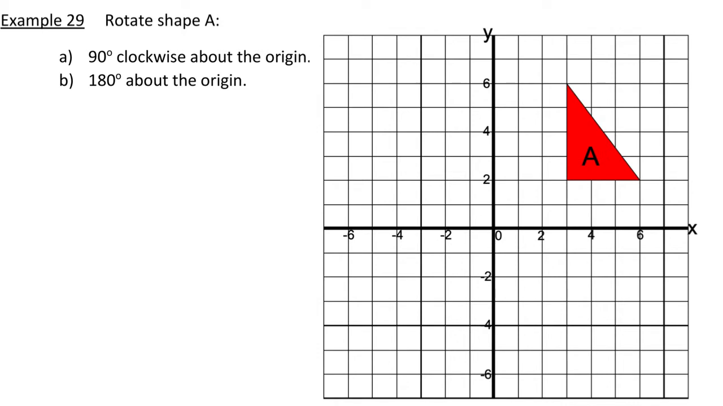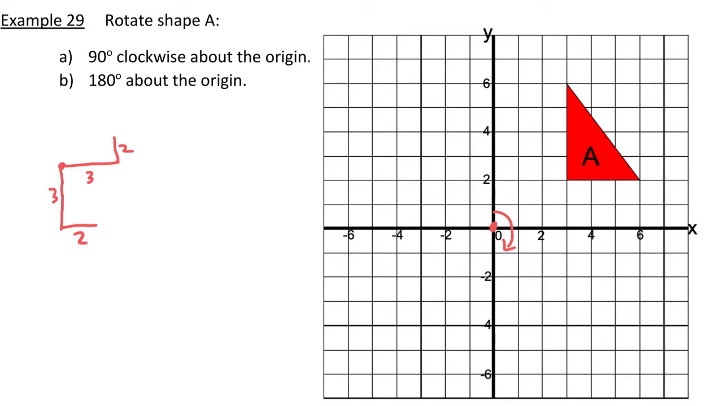So rotate shape A about the origin, so that's about 0, 0. And that's 90 degrees clockwise. So we're going to be going in a clockwise direction. So what we do, in this alternative method, is to think about L shapes. So to get from the origin to the first point on A, we go across 3, right 3, and up 2. And that shape rotated 90 degrees clockwise is going to be an L shape, down 3 and right 2.